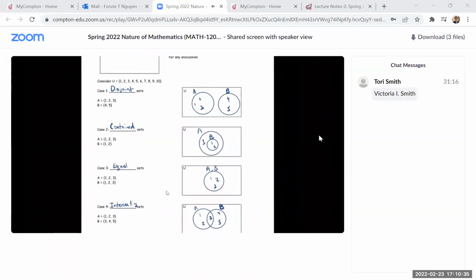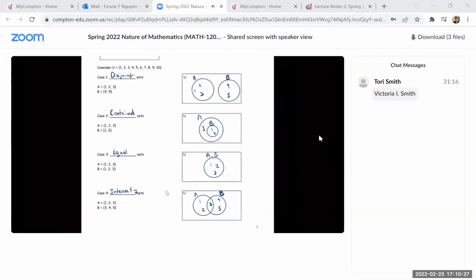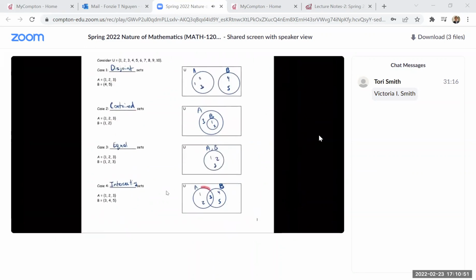All right, so those are the 4 different cases. You'll either have 2 sets that don't intersect, so that's called disjoint. You'll have a set that's contained inside of another set, that's called contained sets, and then 2 sets that are equal. And then you have just intersecting sets.